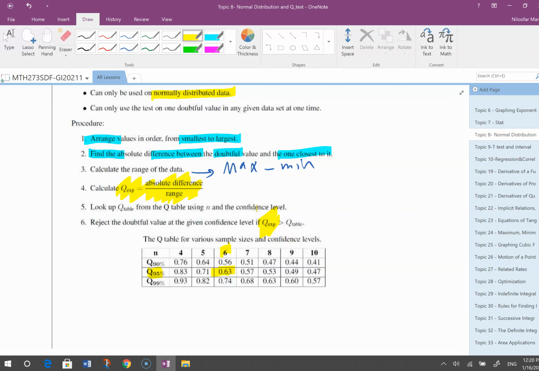So you have to check which confidence level the question is asking. You have to check the table. You have to follow all of these: arrange, find the difference, find the range, divide, and compare. Make sure you know how many data you have, because you have to use the right column on the table.